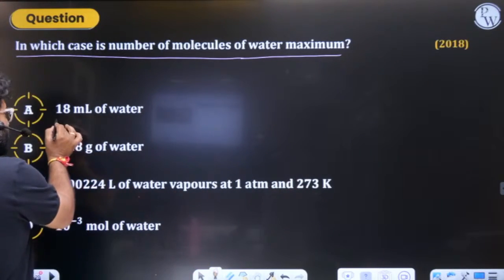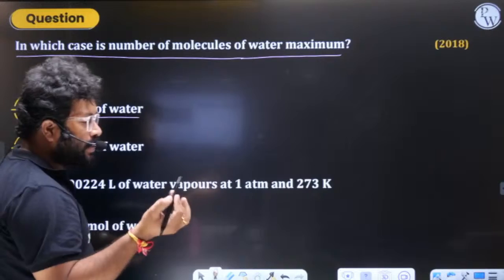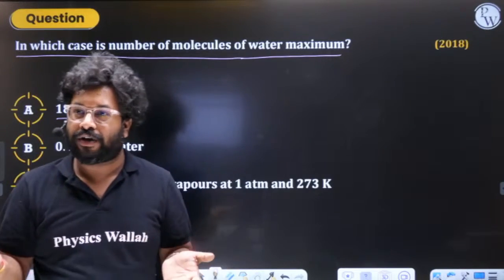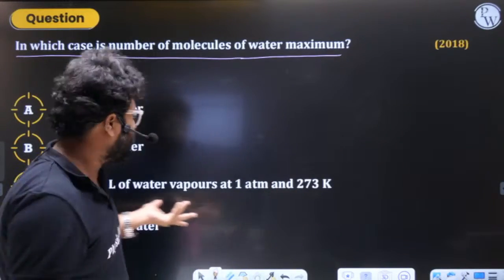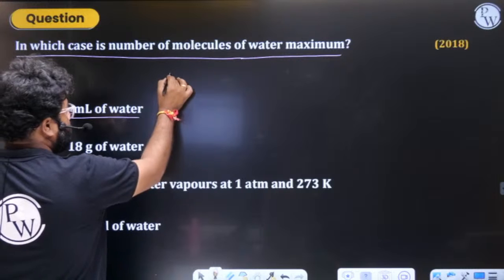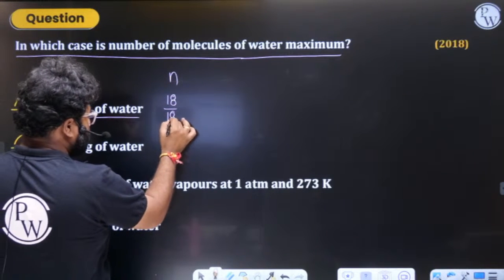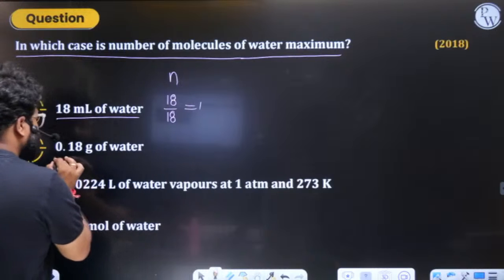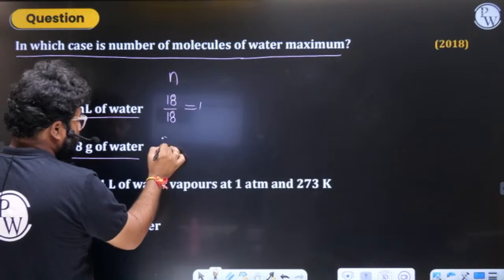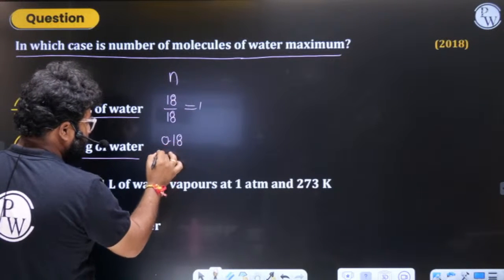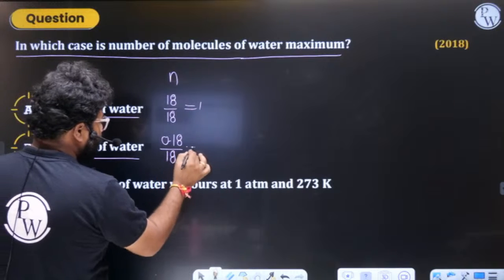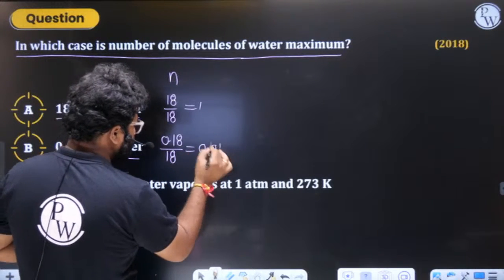So for water, we know that the density of water is 1. So 18 ml of water is also 18 grams of water, right? So for the number of moles here, 18 divided by 18 comes out to be 1 only. 0.18 gram of water, 0.18 divided by 18, that would be 0.01 moles.